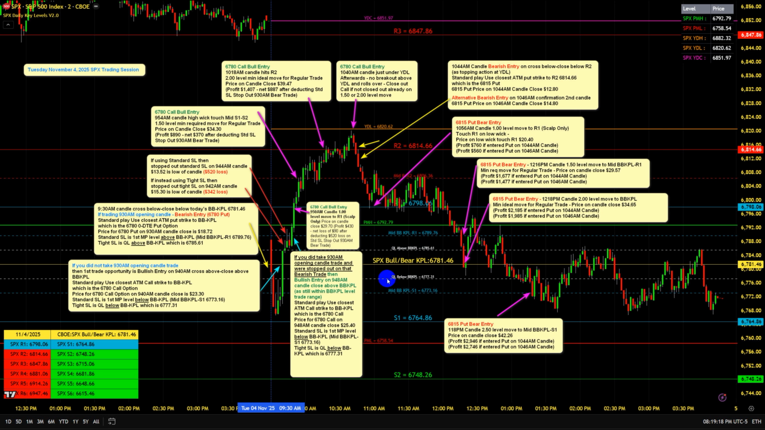Conversely, if this was a bullish play, it would be the reverse. Bullish play off of this level, tight stop loss is the QL below, and the standard stop loss is the midpoint below. So in this case, bearish play, tight stop loss is this level, standard stop loss is this level.